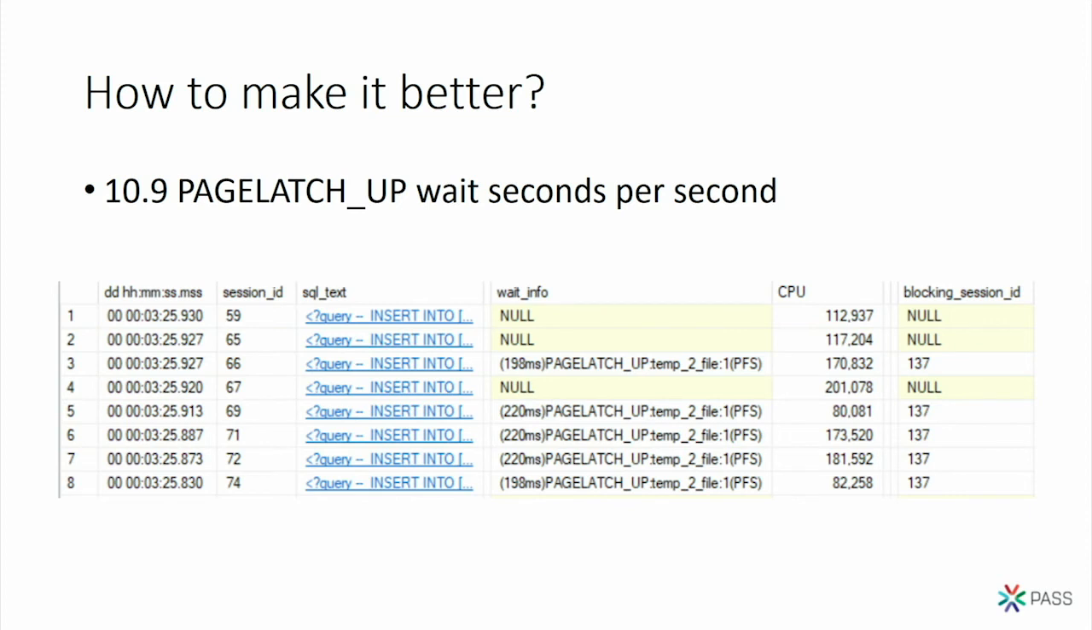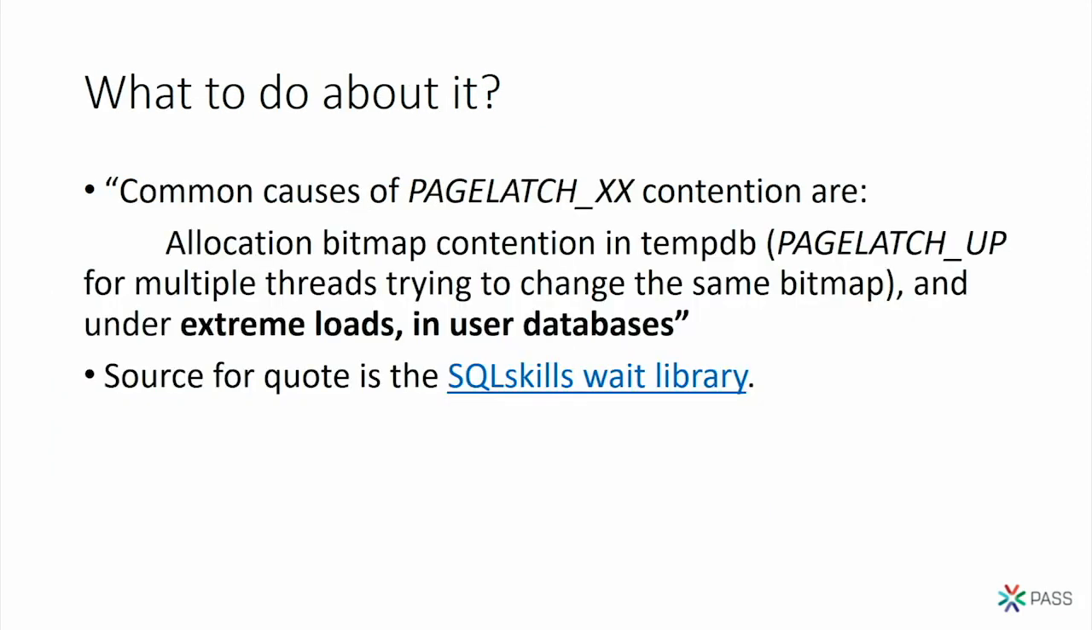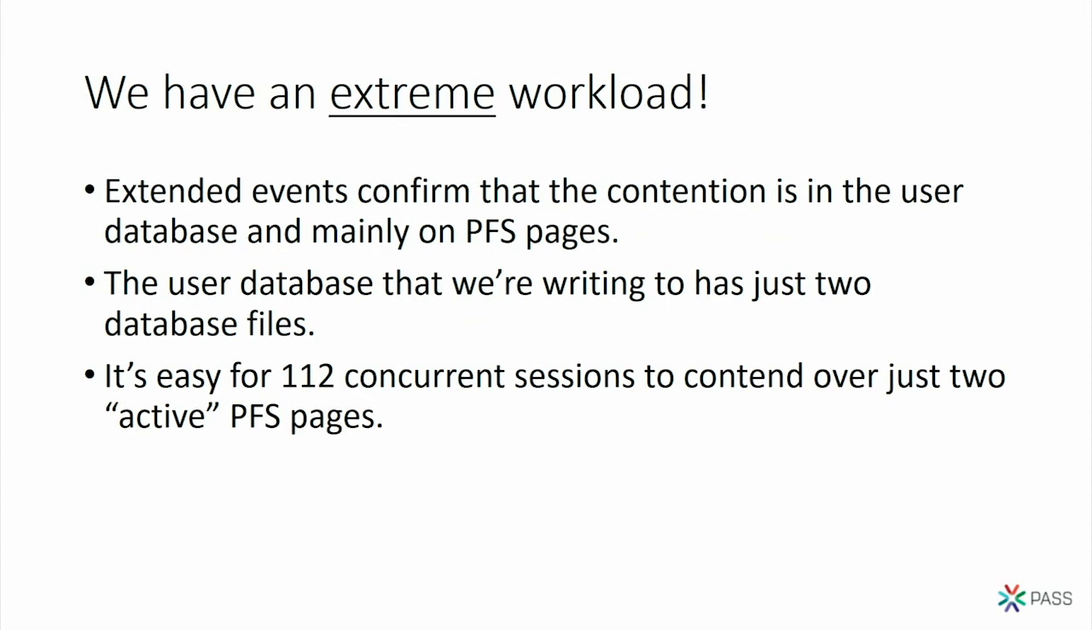OK, back to the bottleneck. We've got some PAGELATCH_UP issues now. You can see this during the workload with sp_WhoIsActive or some other tools. In case you don't know what this wait type is, it's usually about allocation on the special pages, so PFS pages, SGAM, and so on. Most of the time, it's in TempDB. But if you have an extreme workload, you can see it in user databases. We've got an extreme workload. We're pushing the server so hard, we're getting a rare bottleneck.